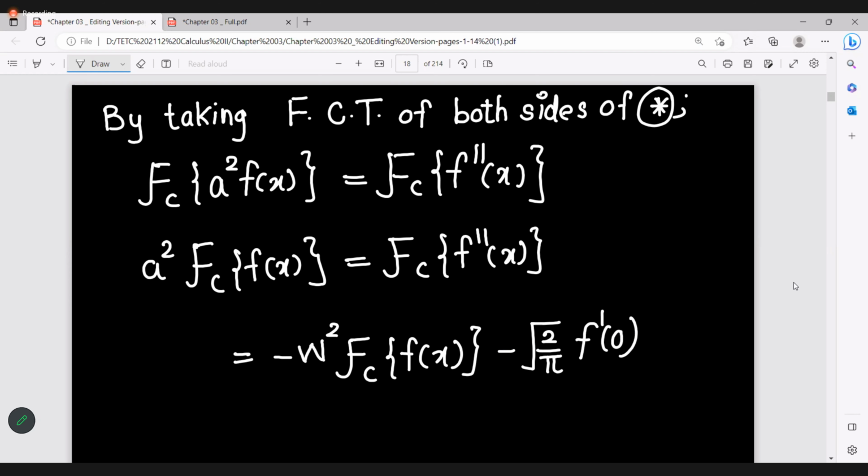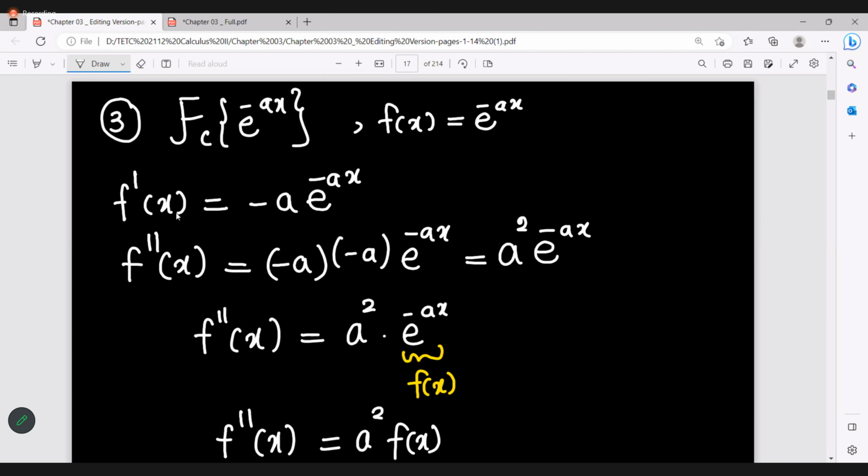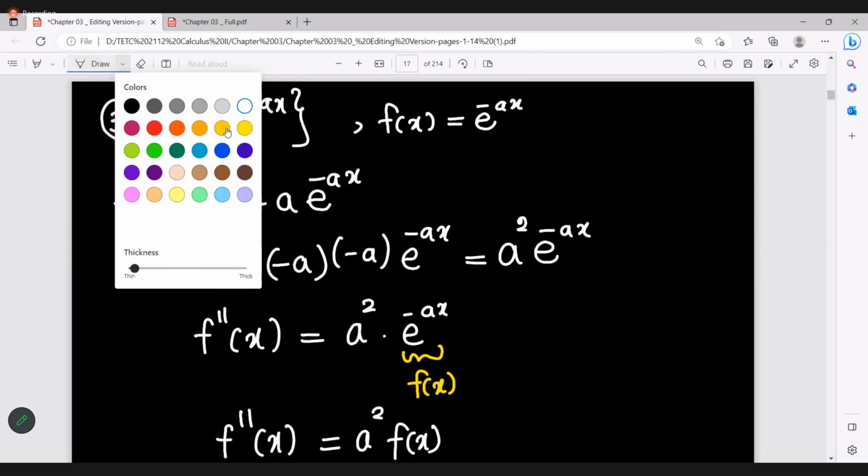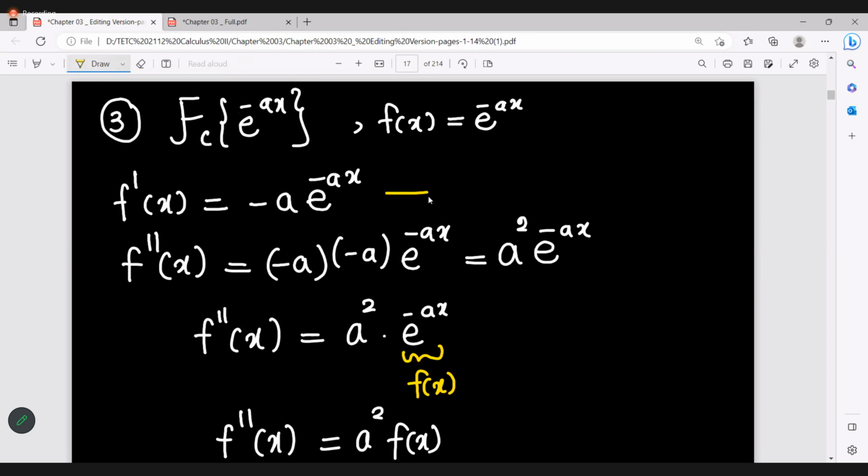Okay, so let's go back to our example. We have our f dash x is equal to, what is f dash x? It is minus a times e to the power minus ax. So when x is equal to 0, we can obtain f dash 0. So when x is equal to 0, it means minus a times e to the power minus a times 0.